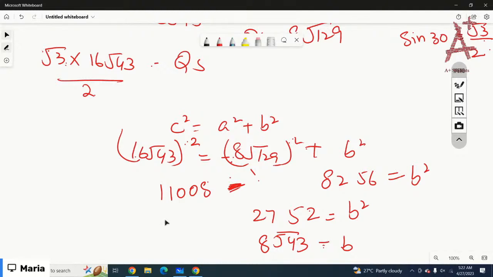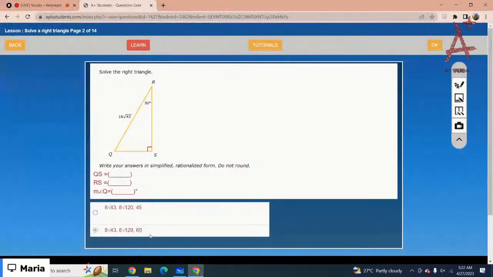Which is the correct option? The correct option is the second one, 8 square root 129, 8 square root 42, and 60 degrees. Got it? That would be the correct option.